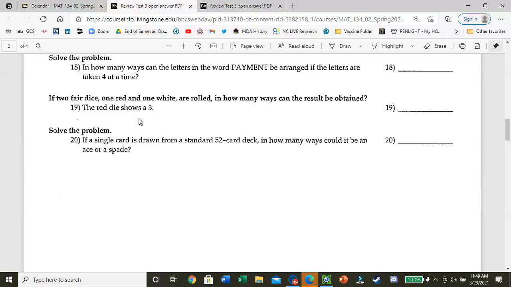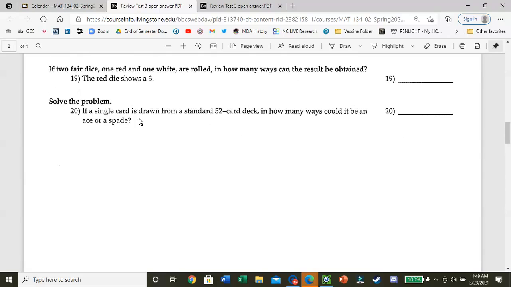Number 19, any questions with that? You got 2 dice, one red, one white. The red one shows a 3. Well, what are the others going to be? 3 and what? 3, 1; 3, 2; 3, 3; 3, 4; 3, 5; 3, 6, right?